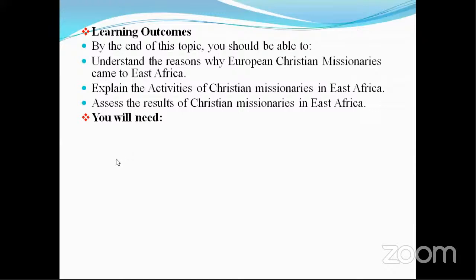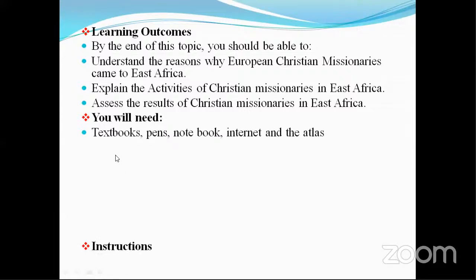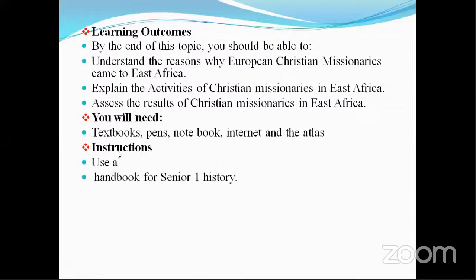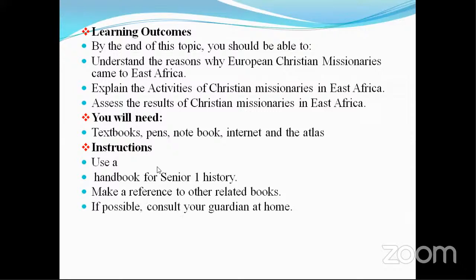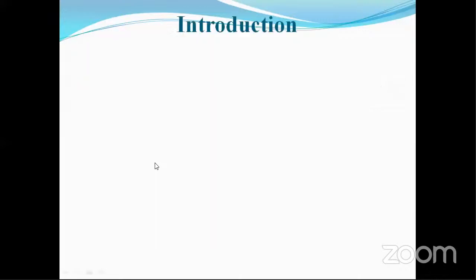You need the following if you are to achieve the above objectives: textbooks, pens, notebooks, internet, and the atlas. Then our instructions say: use a handbook for senior one history. Make reference to other related books. Then, if possible, consult your guardian at home. Try and visit Google or the internet, and that is what we need if we are to achieve the above objectives.